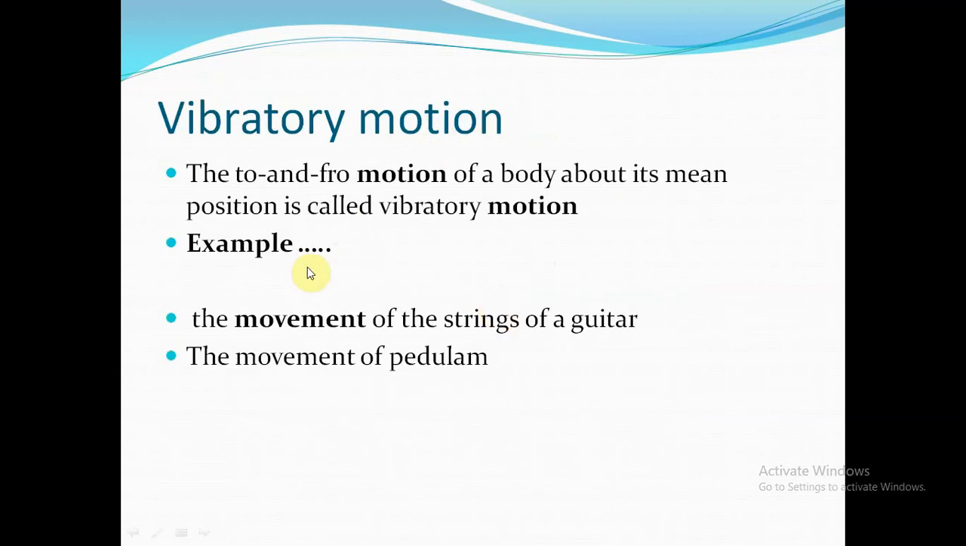Vibratory motion. The to and fro motion of a body about its mean position is called vibratory motion. Example: the movement of the strings of a guitar. When you strum a guitar and move its strings, they move to and fro from their mean position. This is called vibratory motion. The movement of a pendulum is also a type of vibratory motion.